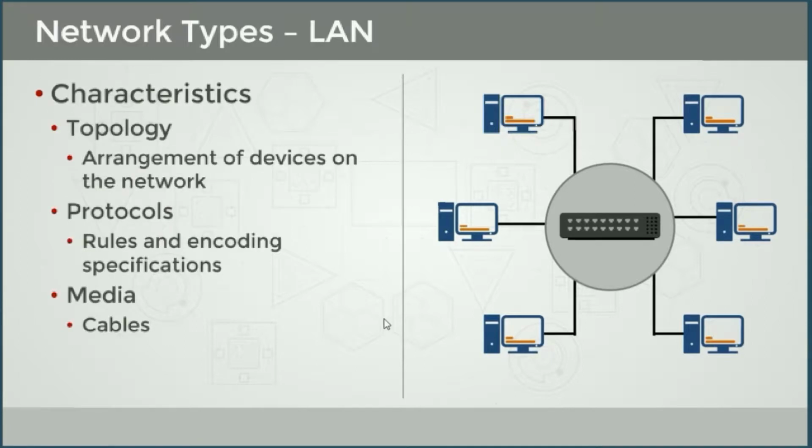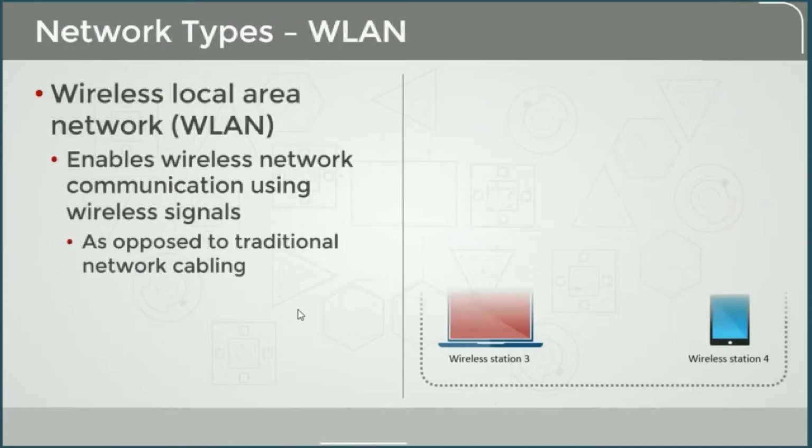Now, in terms of characteristics, the topology is certainly taken into consideration. This is the arrangement of the devices. And again, the star topology is the most common. It takes into consideration the protocols, the rules, and encoding specifications, and the media, the cables that you're using. Those are all just characteristics of a LAN. So again, a star topology of an Ethernet protocol is, of course, one of the most familiar LAN configurations.